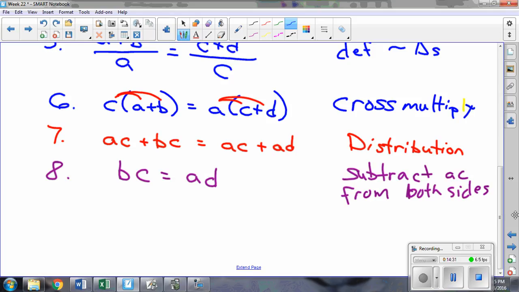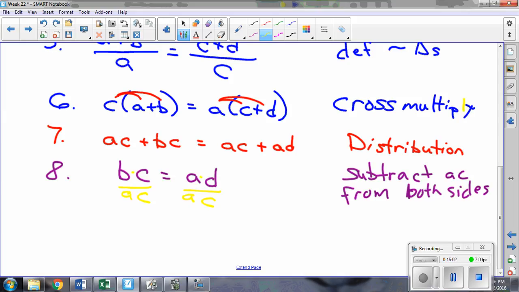So what would we have to do to get the B by itself? That is to get rid of the C. What would you have to do to get rid of times C? We'll have to divide by C. Now we also wanted D to be in the numerator by itself. So how do we get rid of the times A? We'll have to divide by A.